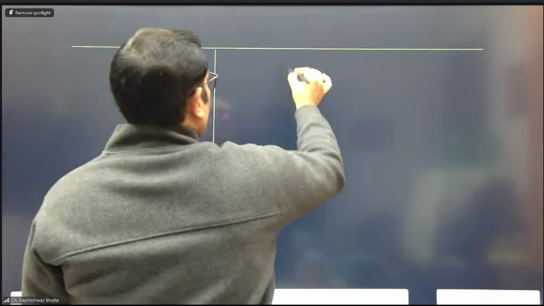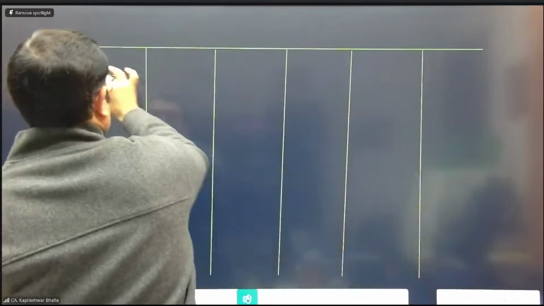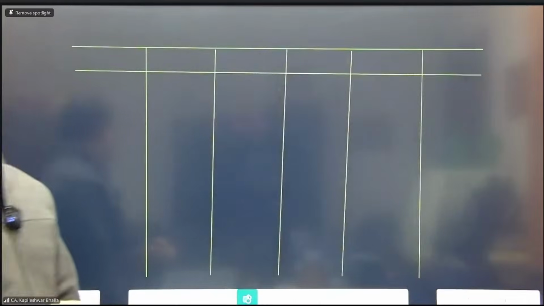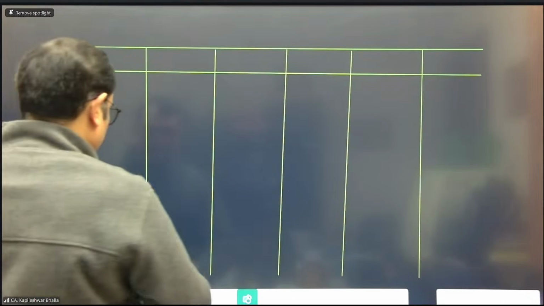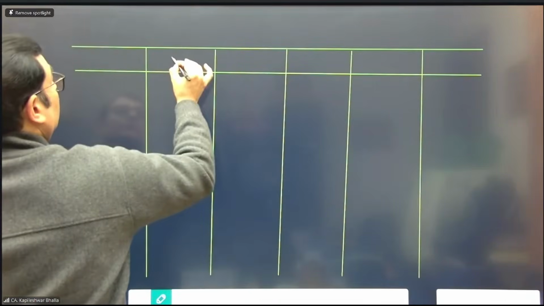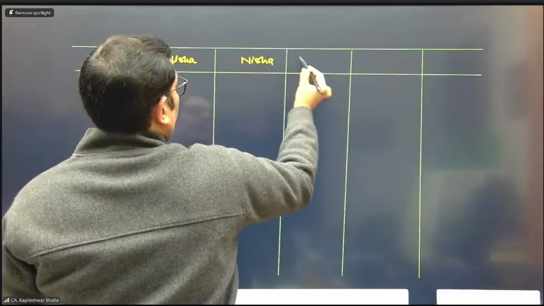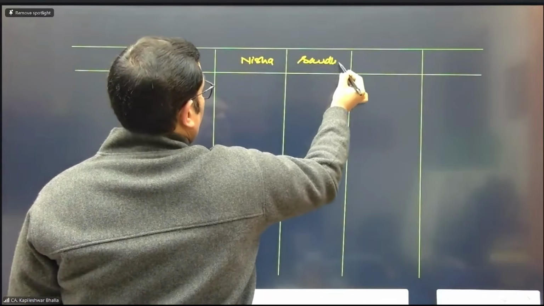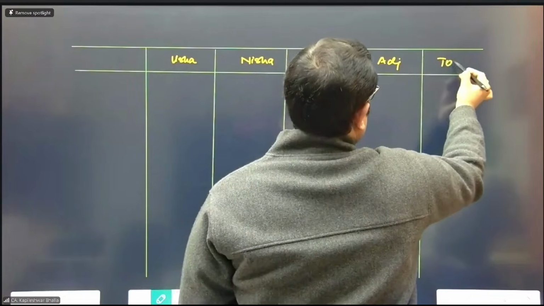So let's consider the parent, the two subsidiaries, adjustments, and the total as well. So same formatting. This is the holding company, that is Usha. This is Nisha. This is Sandhya. And this is adjustments, and this is total.